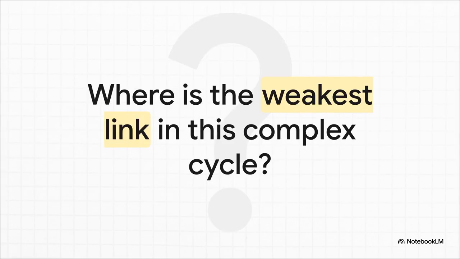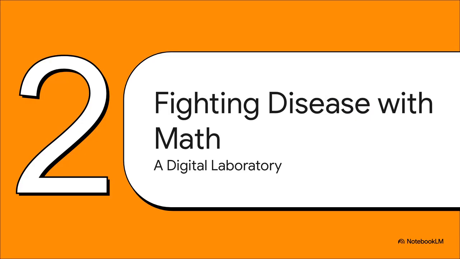So, this brings us to the million-dollar question. To stop this disease, we have to break that chain. But with all these moving parts, you've got dogs, sheep, the environment itself, where do you even start? What's the weakest link? The answer, and this is the cool part, comes from a field you probably wouldn't expect to be on the front lines of veterinarian medicine. And that field is mathematics.